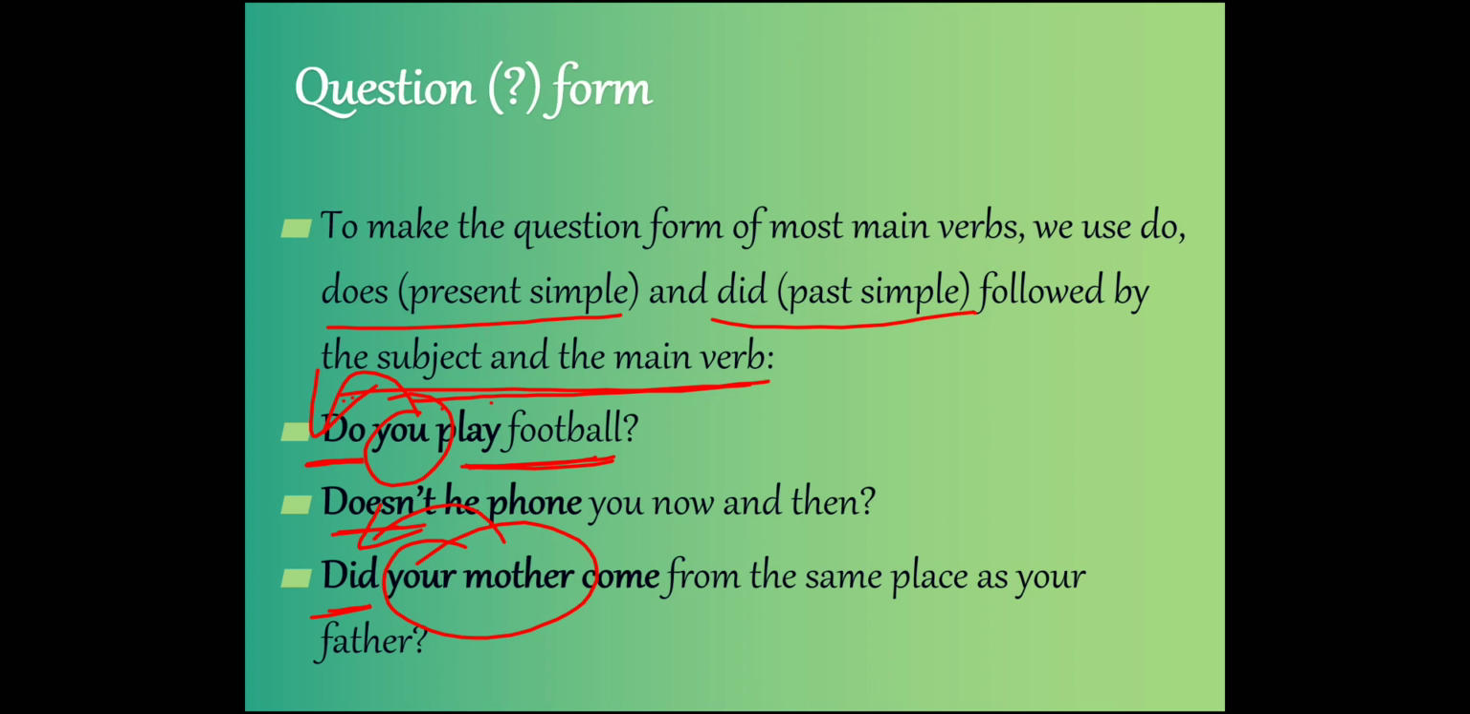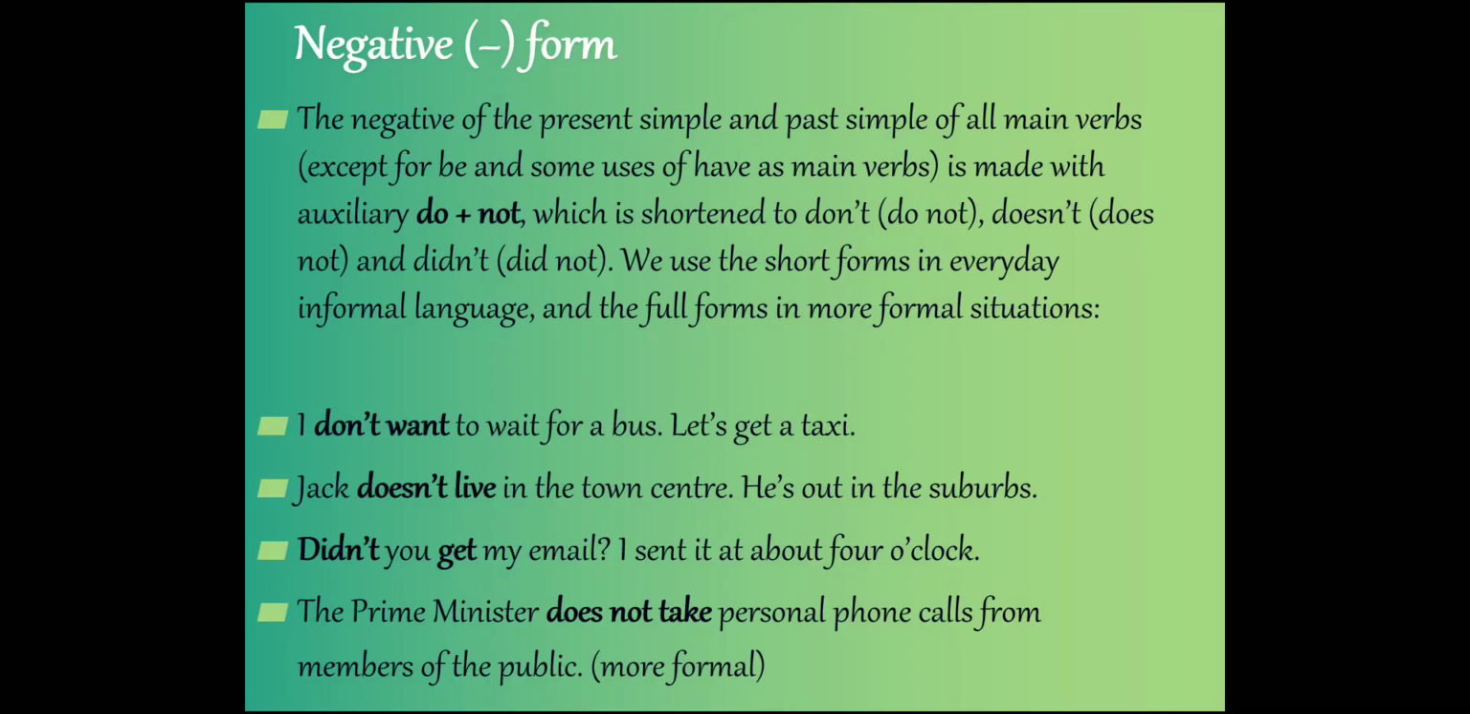So I would like to repeat this again. To make the question form of most main verbs, we use do, does in present tense and did in simple past, followed by the subject and then the main verb. Is it clear? Then the next thing. For negative form, to write a negation, we write not after the do forms: do, does, did in simple present and simple past. Do, does in present tense and after that not. In past tense did and then not. Is it clear? Then let's see some examples. I don't want to wait for a bus. Let's get a taxi.